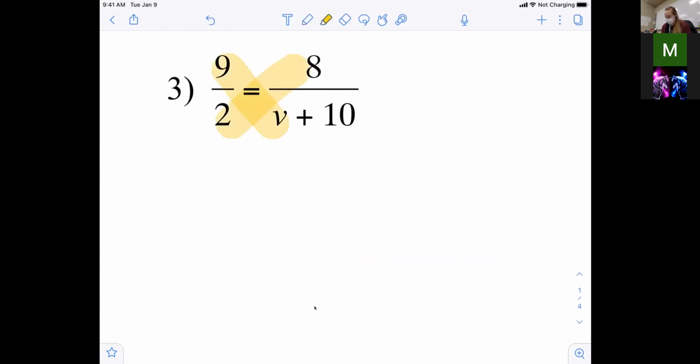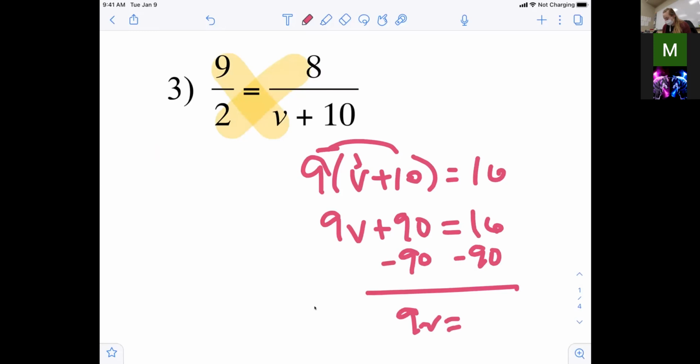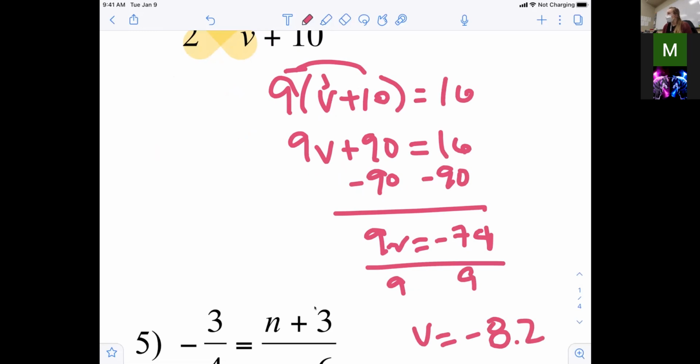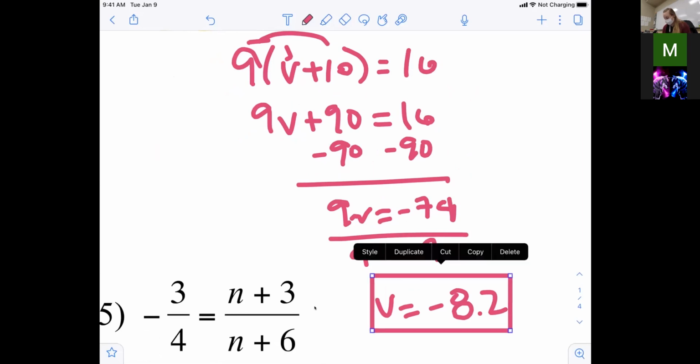So cross multiply, I get 9 times v plus 10 equals 16. Don't forget to distribute, 9v plus 90 equals 16. Minus 9, 9v equals negative 74. And so we're about to get a decimal again and a negative number. So negative is okay and decimals are okay. Divide by 9, and I think we get negative 8.2 repeating. Good, so we'll just leave it as negative 8.2. So again, another example where we can get a decimal and it's gonna be okay.